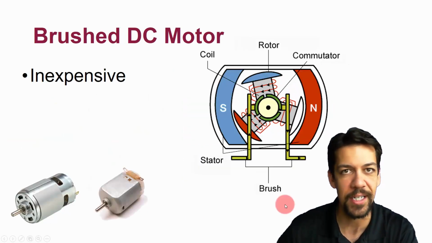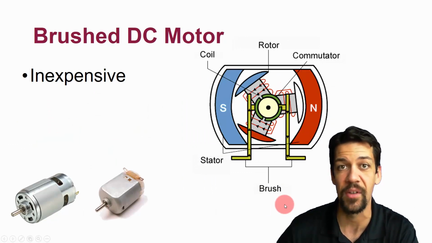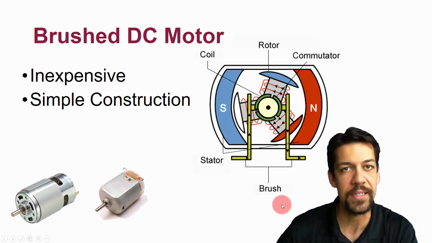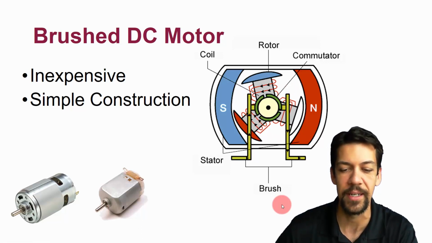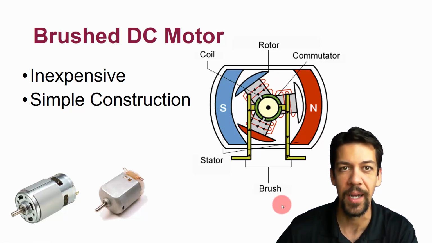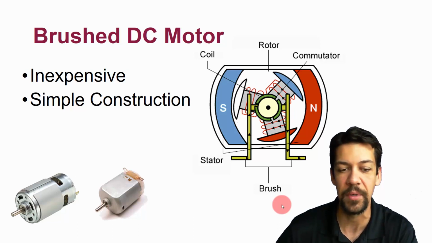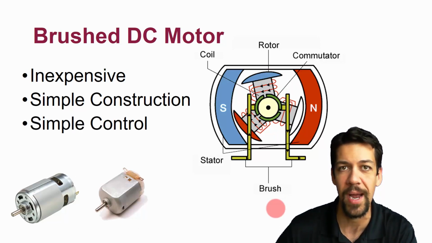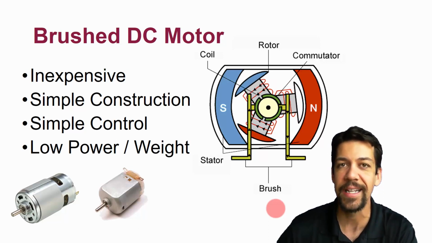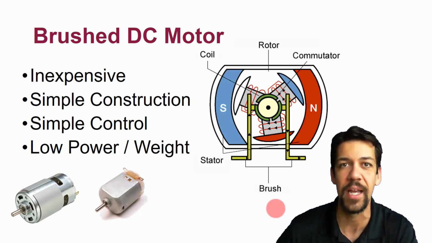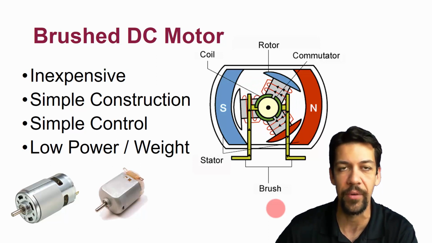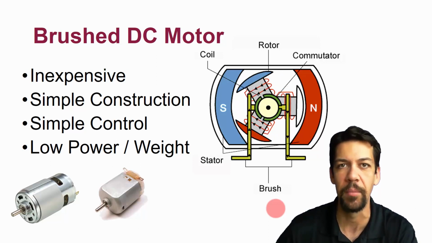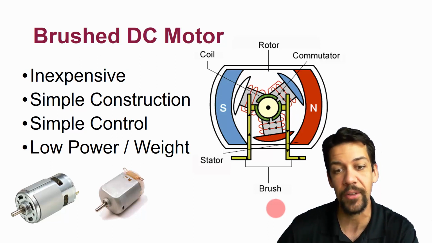Brushed DC motors are super common. They're very inexpensive to make. They're very cheap. It's the oldest kind of electrical motor. It's very simple construction because there's very few pieces, and we don't need them to be super precise. It's very simple to control. All we have to do is apply power and they start rotating. The downside is that they have a low power to weight ratio. It's much harder to get a lot more torque out of them than the other kind of motor that we'll be looking at.